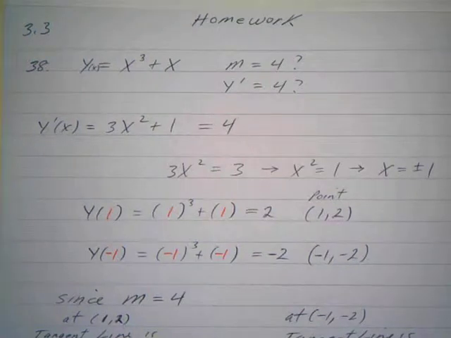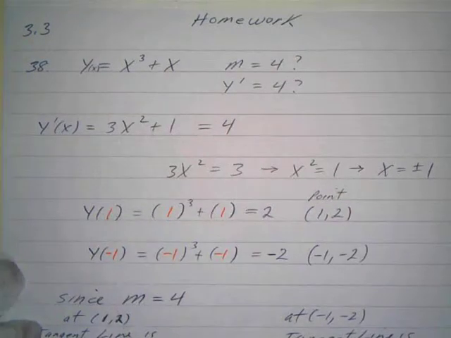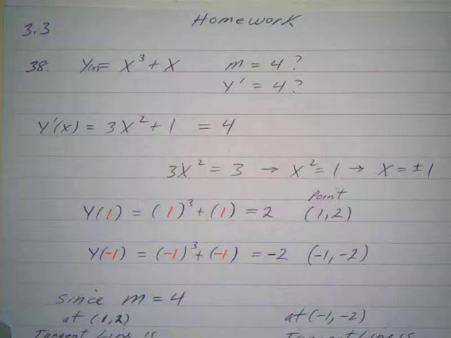So I would have 2 tangent lines. Remember, the slope is going to be 4 for both of those. If you graph this equation, you see how that works. It's a cubic with a little shift on it, so you can kind of figure that out, and you'll see what's happening, why you would have 2 points where the slope is 4.